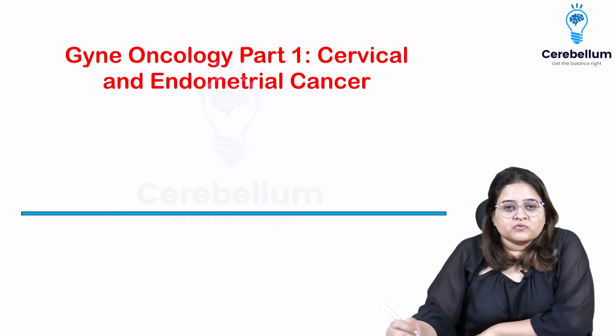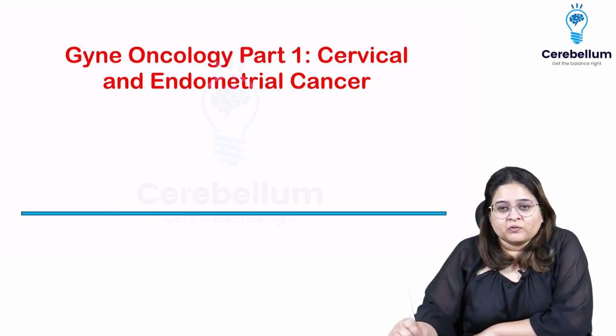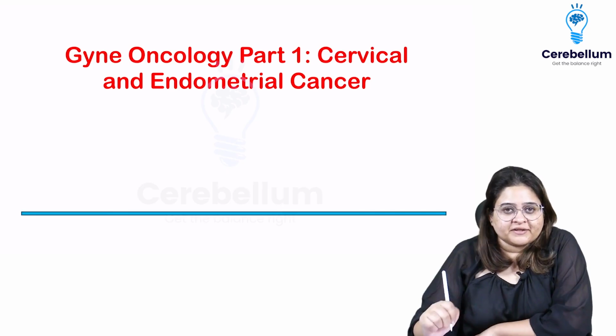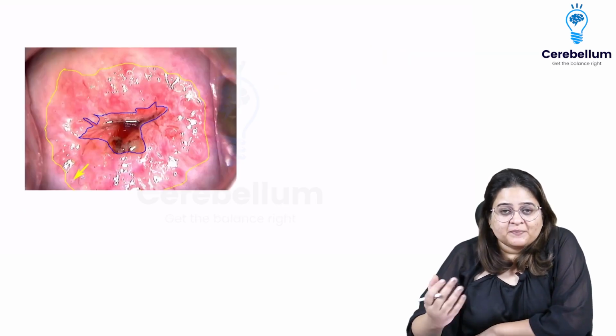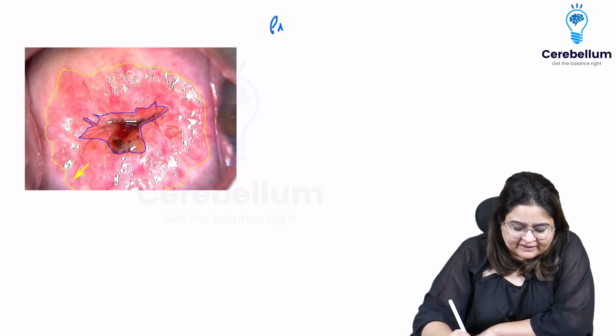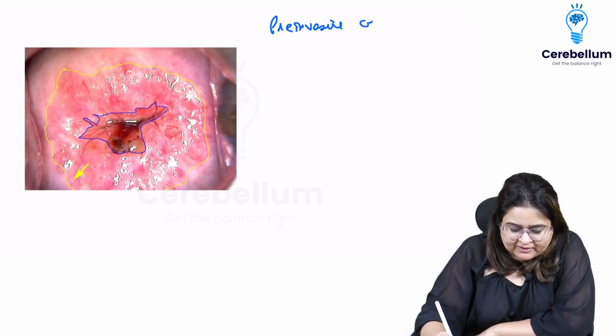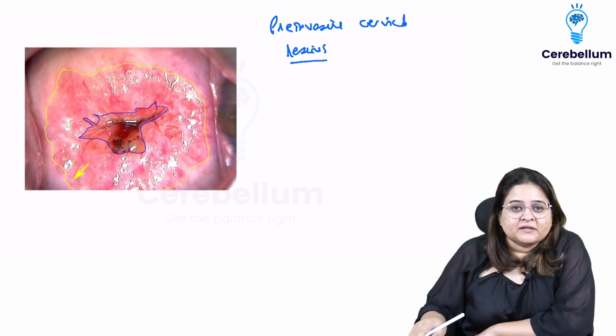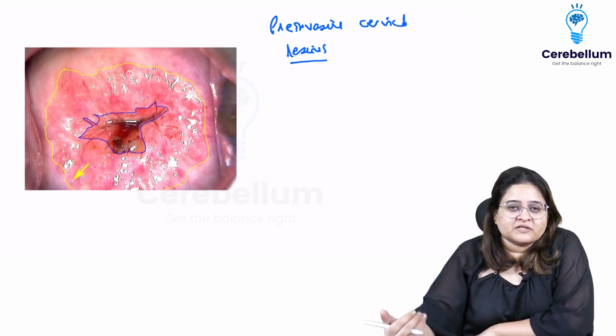So now we move on to gynae oncology, and in part 1 we'll be discussing cervical and endometrial cancer. In part 2 we'll be discussing ovarian cancer. Starting with pre-invasive cervical lesions. So before cervical cancer, we discuss pre-invasive cervical lesions, that means the pre-malignant conditions for cervical cancer.